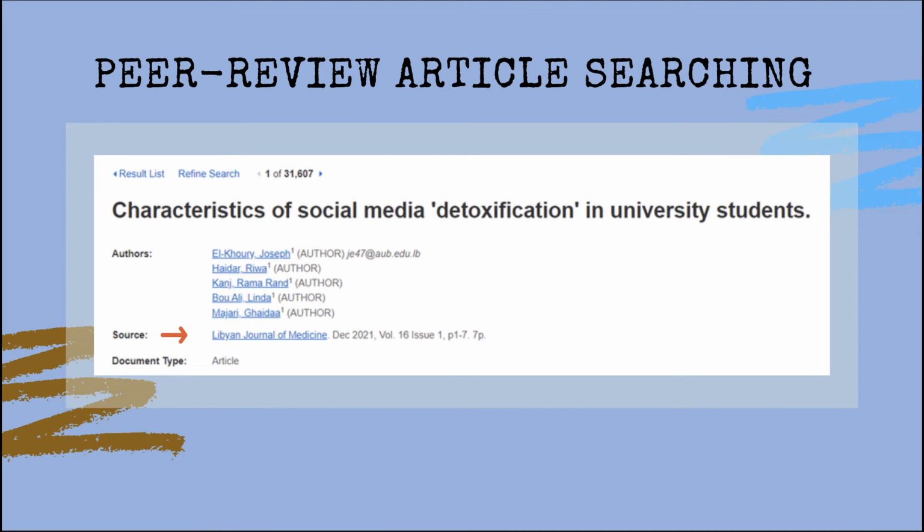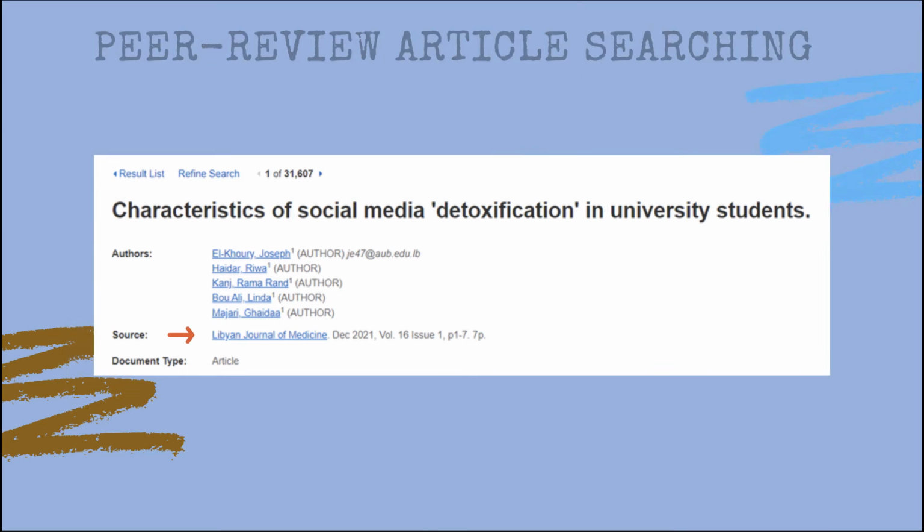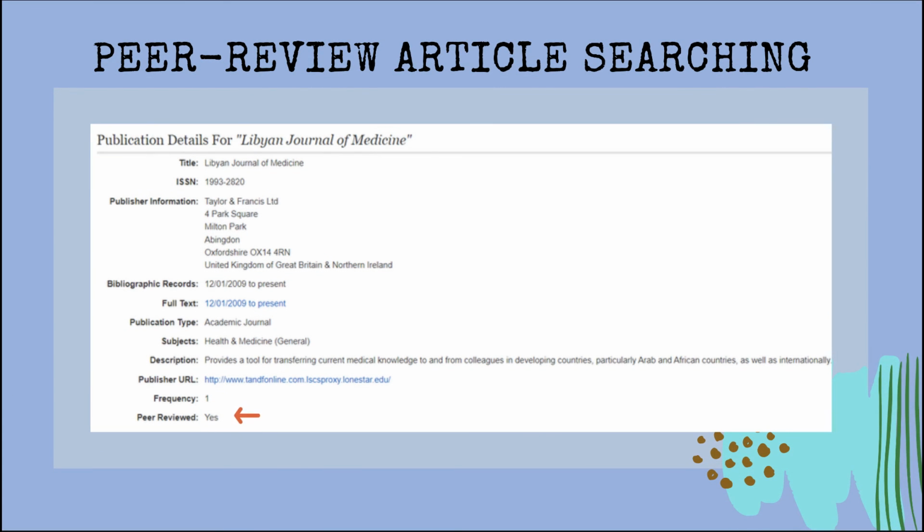After clicking on the article title, there will be information about the article. I clicked on the source or journal title, Libyan Journal of Medicine, to see if the journal is peer-reviewed. The journal is peer-reviewed, as noted in the information about the journal. Make sure to either search the journal to see if it is peer-reviewed, or check the peer review limiter when searching in the databases to make sure you choose a peer-reviewed article.